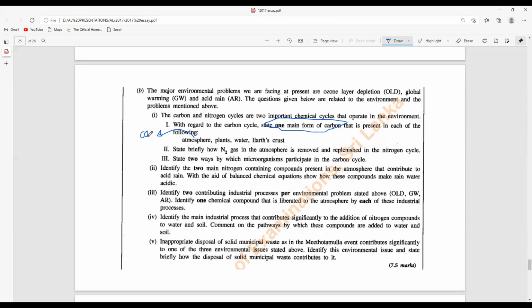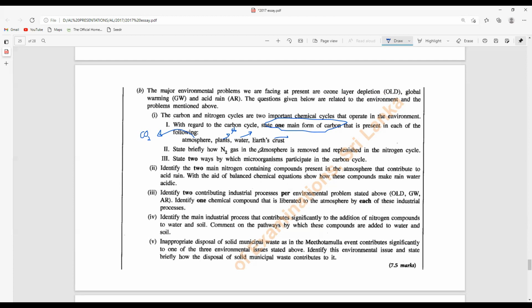It is CO2, right? So carbon dioxide is always present in the atmosphere, right? And then plants, you have carbon containing glucose, right? This can be that. So water, what do you have in water? You have carbonate, bicarbonate in water, and in the earth crust, you will have the limestones, calcium carbonate, and maybe dolomite, calcium carbonate, magnesium carbonate. So all those things can be present, right?